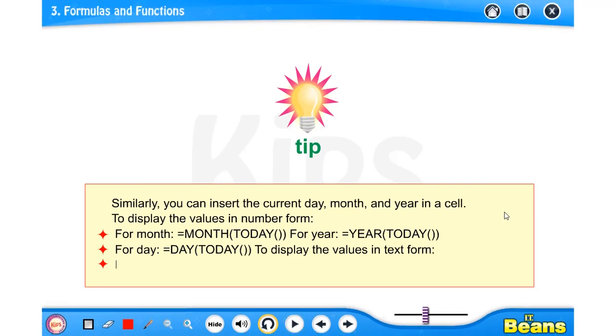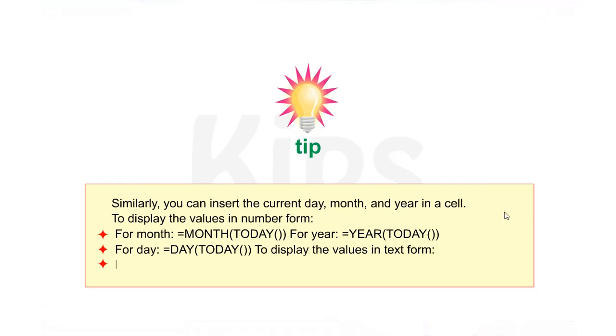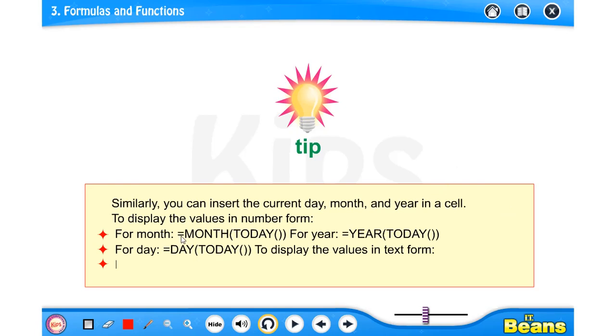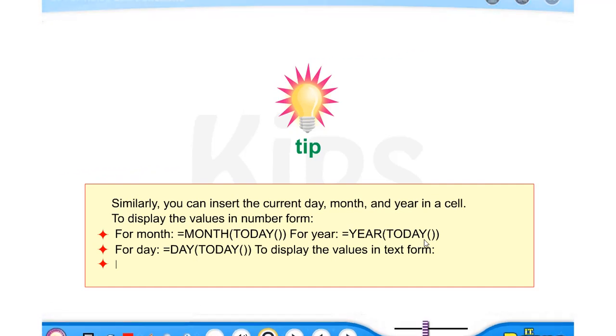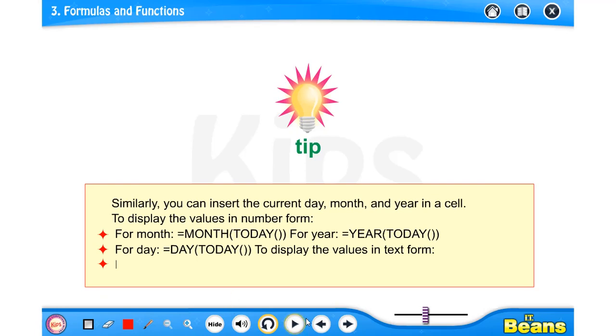Now look, we don't want to see the complete date, month and year separately. We want to see the month, or the year, or the day. So whatever we want to see, we will use the formula accordingly. Like I want to see the month only. So equal to MONTH bracket start, then TODAY function within the bracket and then bracket close. If you want to see the year only, then again equal to YEAR bracket start, TODAY function, then bracket close. This way you can see the day also, and the date also.